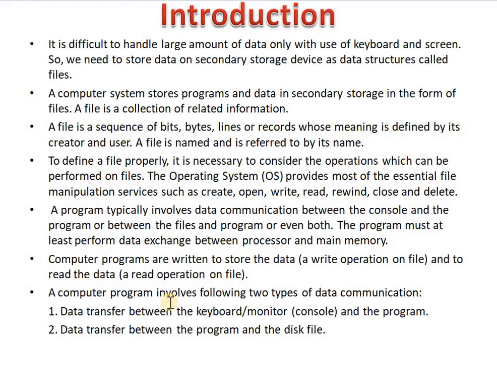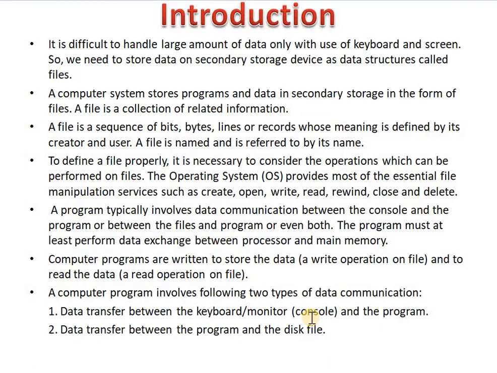A computer program involves the following two types of data communication. Whenever the computer program executes, two types of communication occur. First is the data transfer between the keyboard and monitor, that is the console, and the program, and the second one is the data transfer between the program and disk. We know that a hard disk is the permanent storage of the computer. The hard disk stores the data or the files in a permanent manner.